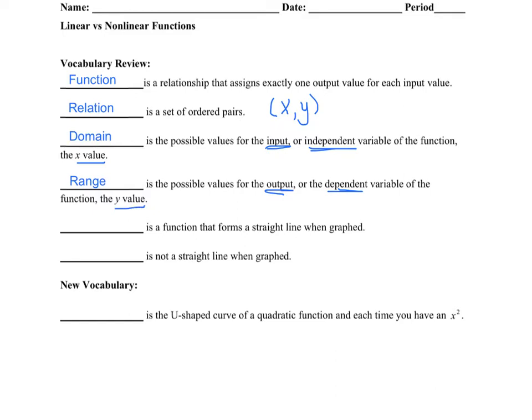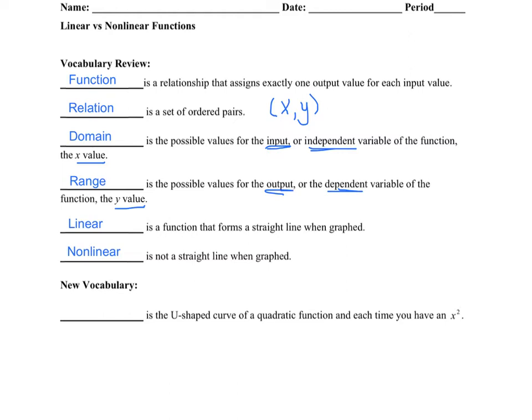Our next term is linear, and a linear function is a function that forms a straight line when graphed. A nonlinear function is not a straight line when graphed.